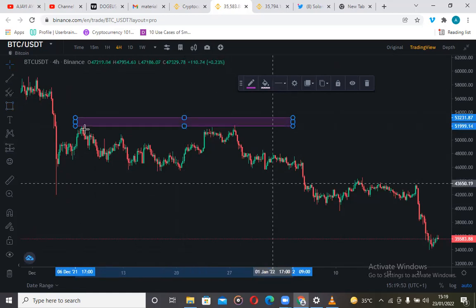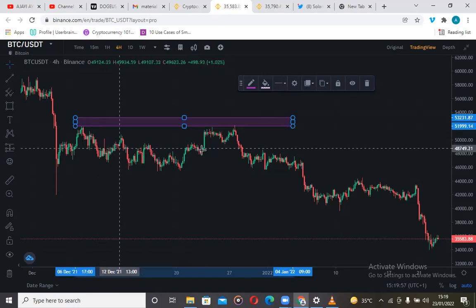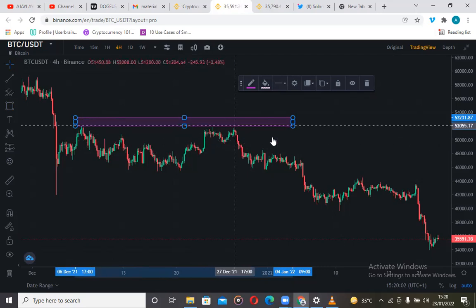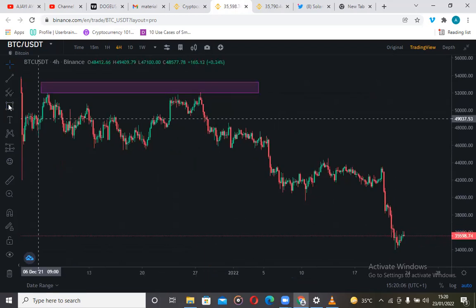You can see when the price reaches here, it has to come down. Then we start again, reach here again, come down, reach here again, and come down. So it's unable to break this resistance, right? Now let me draw our support again.